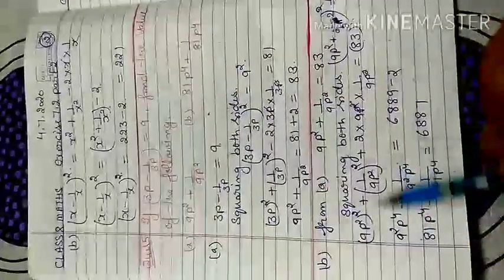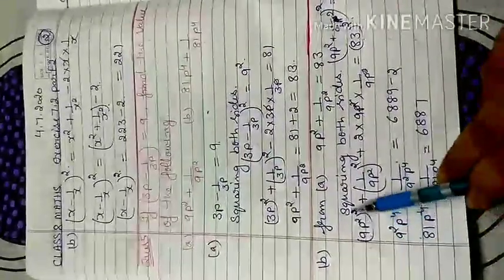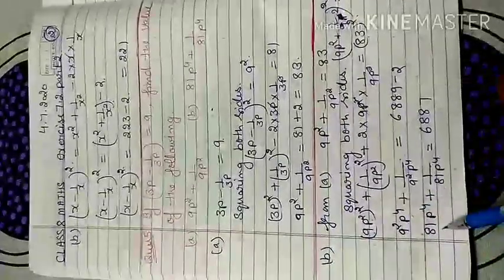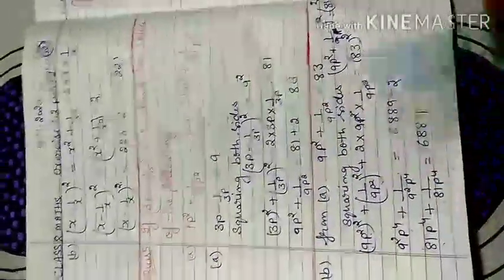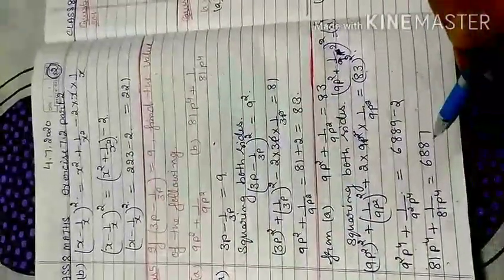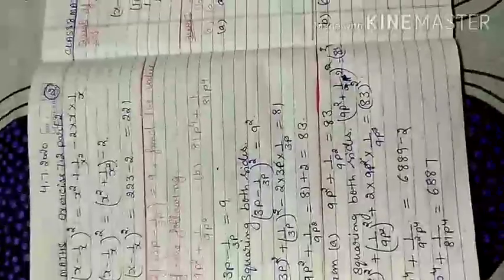And if you find the square of this, 9 square, p square is p raised to power 4, and 9 square gives you 81, 1 by 81p4. So that is the value we want to find, that is 6887. That is my required answer.